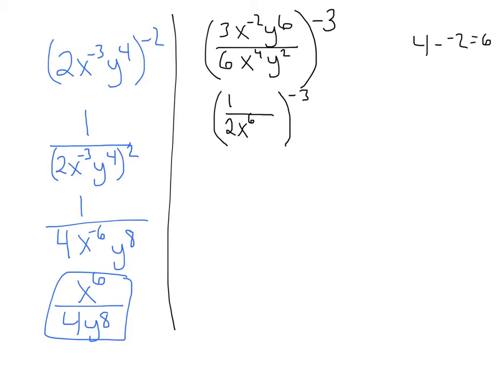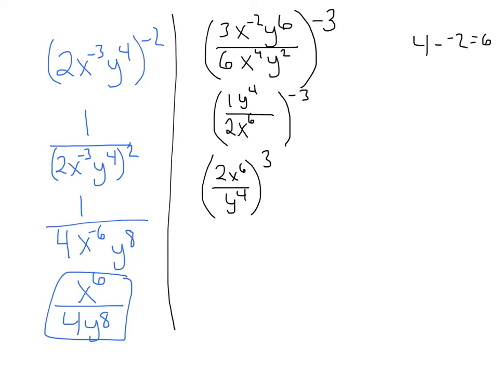Then I have y to the sixth over y squared. 6 is larger than 2. 6 minus 2 is 4, so I get y to the fourth in the numerator. I've simplified all I can. Let's go for the flip and switch. So we're going to flip everything inside, and we'll raise it to the positive third. So I'm going to have 2x to the sixth in the numerator, 1y to the fourth, which is y to the fourth in the denominator.